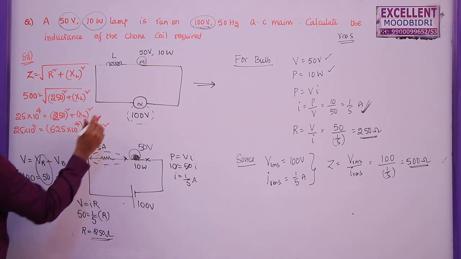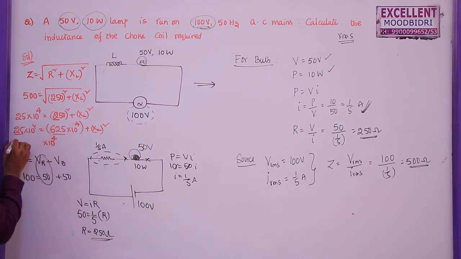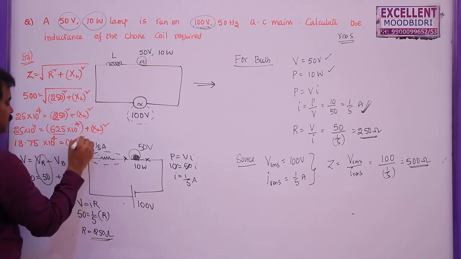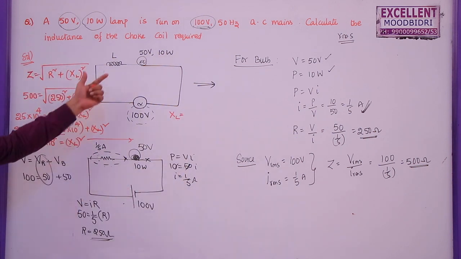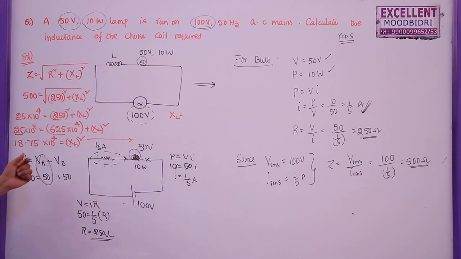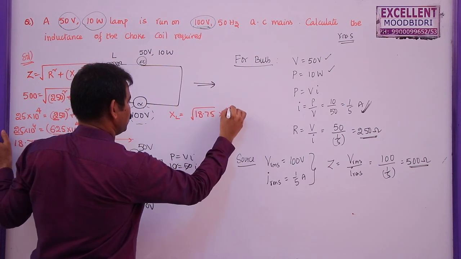plus XL square. You can bring this one this side. This 25 minus 6.25, 10 power 4 is common. So 25 minus 6.25 is 18.75 into 10 power 4, which is equal to XL whole square. So from this we can write XL, the reactance of this inductor, which is equal to root of 18.75 into 10 square.